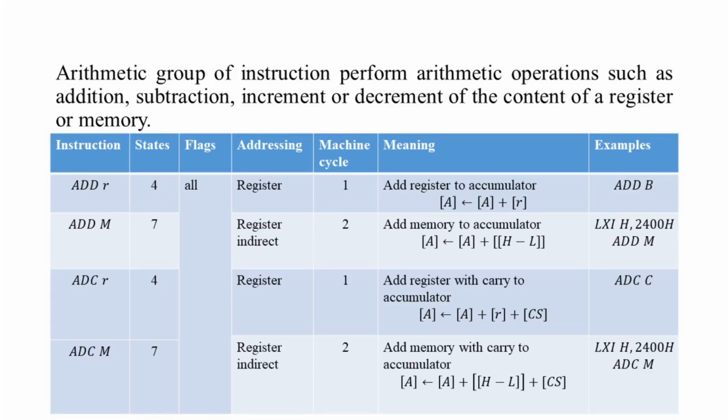We have to see one example: LXI H, 2400, that is used to take the content from the memory location. So the HL pair contains the 2400 memory address. This memory location 2400 contains the original data. Then ADC M means add the content of this memory location plus CS plus accumulator. The states of this instruction are 7, machine cycle is 2, and the addressing mode is register indirect addressing.